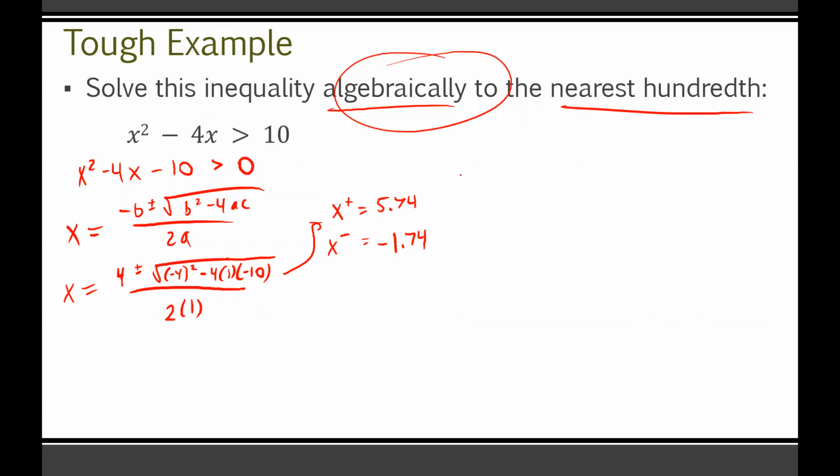To make a table, of course, pick your smallest x-intercept. The smallest one here is -1.74, so we're going to look for where x is less than -1.74. We're also going to look in between these two. So -1.74 is less than x, which is less than 5.74.